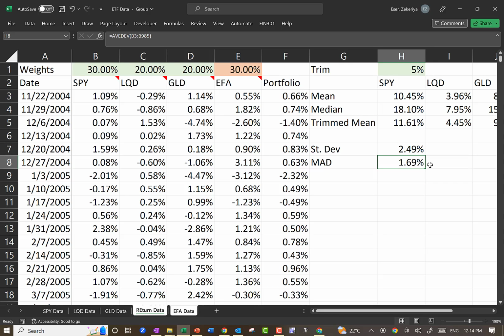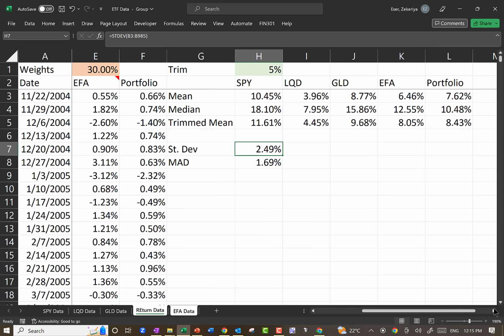Both of them are non-robust, but at least in the standard deviation, I'm squaring those deviations first, adding them up, calculating the average, then taking the square root. If there's a really big outlier, the effect of that is really magnified. You have that in MAD as well, but not as magnified.